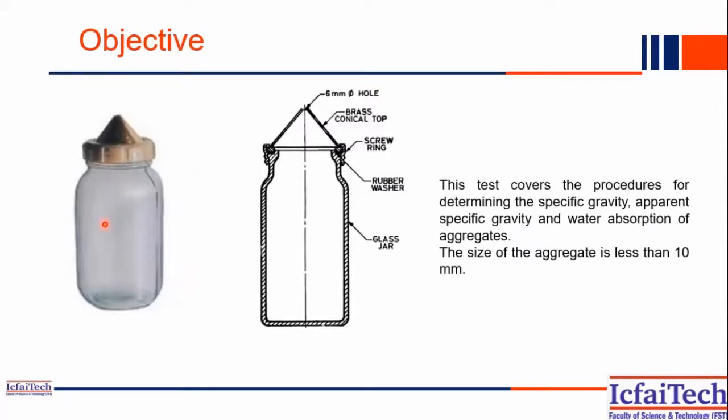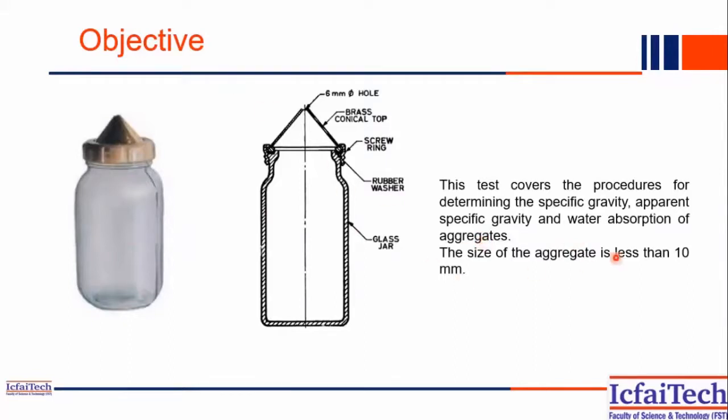So aggregate is basically two types. One is coarse aggregate, which is higher dimension, and smaller dimension we call fine aggregate. Even for sand, using this pycnometer we can find the specific gravity and water absorption of sands. So the procedure will be the same. If the aggregate size is less than 10 we can use this pycnometer method to find out the specific gravity and water absorption.